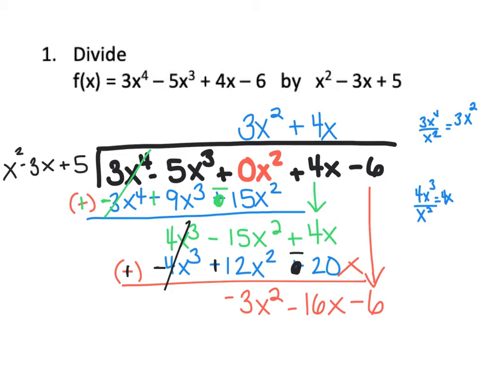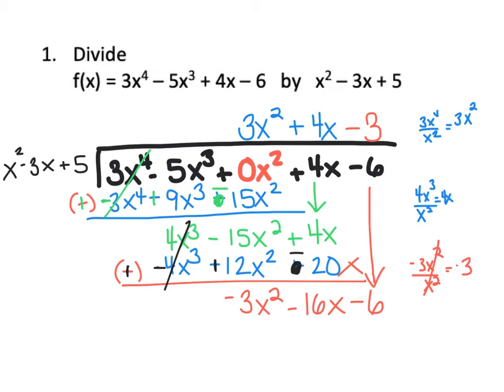One more algorithm I need to do. How many times does x squared, my leading term, go into this leading term? So again, off on the side, I'm going to do negative 3x squared divided by x squared. When I do that, I get just negative 3. So it goes in negative 3 times.